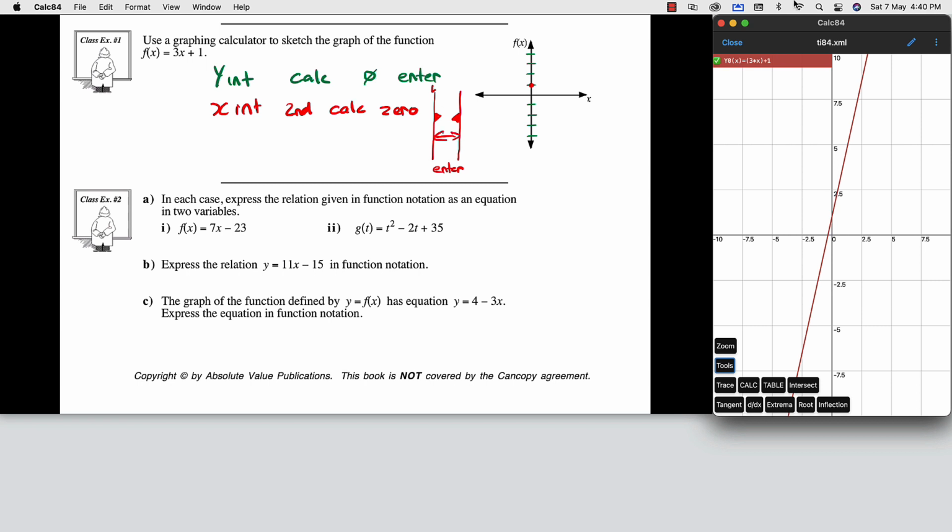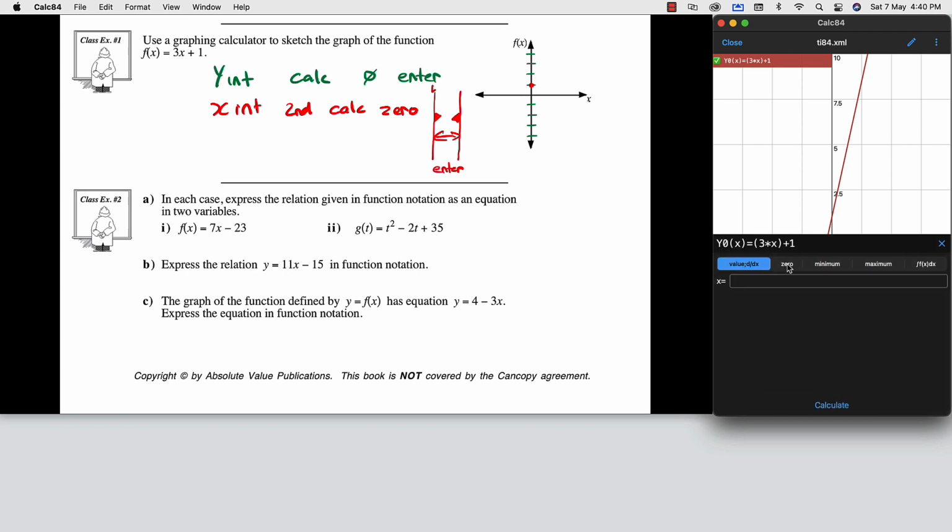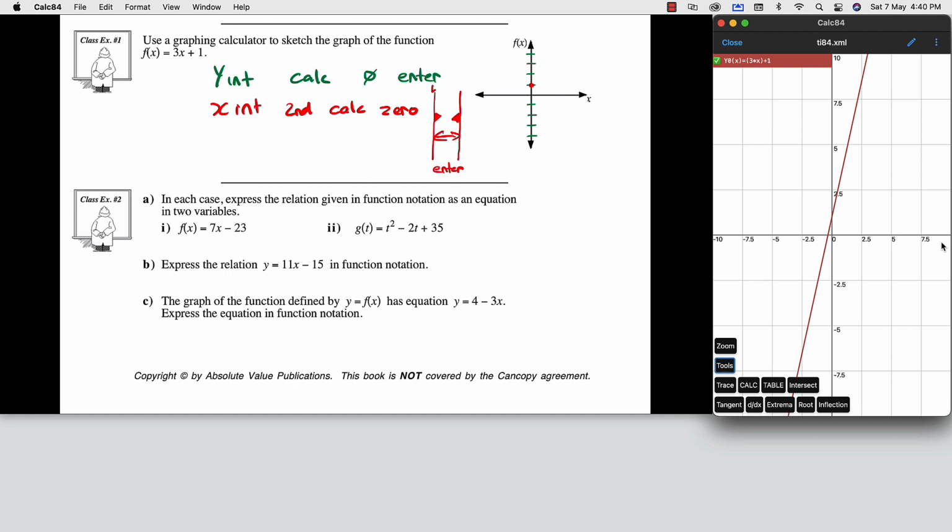But on this Calc 84 app, let's see if I press trace. No, so calc. And here's the 0 right here, and it says go to the left. So I'm not actually sure what to type in here, so I'm going to choose sort of -5. So I went quite to the left of where the x-intercept is, and to the right I'll just go with 5 and hit calculate. And it says when y equals 0, x equals 0.3333. And that looks about right.